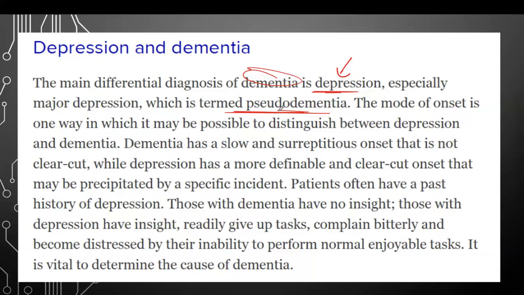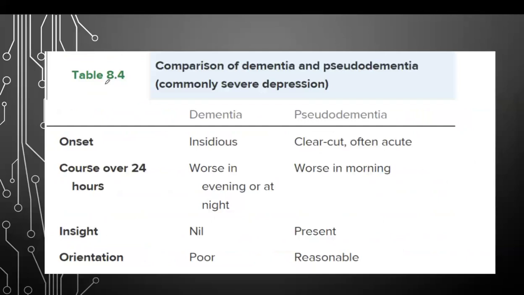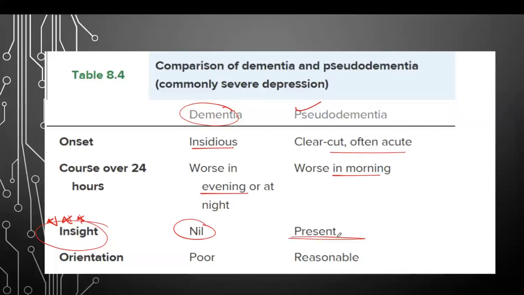So how can we differentiate pseudo-dementia from dementia? That's important to know. So this is the table. Dementia is chronic, whereas pseudo-dementia sometimes can be very acute. In dementia, the forgetfulness and memory get worse in the evening or at night, whereas depression or pseudo-dementia gets worse in the morning. The most important difference is insight. Patients with dementia will not have any insight about their problem. That means they will not actually know what's going on. Whereas in pseudo-dementia, they have insight.